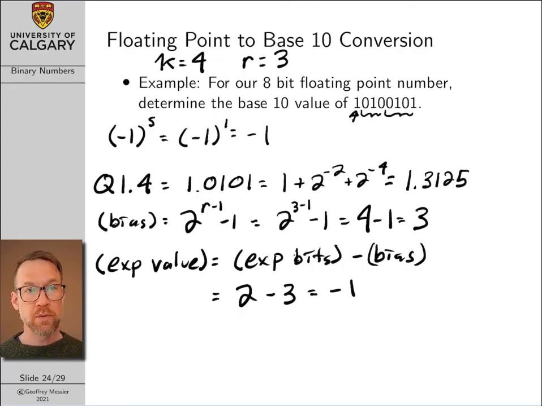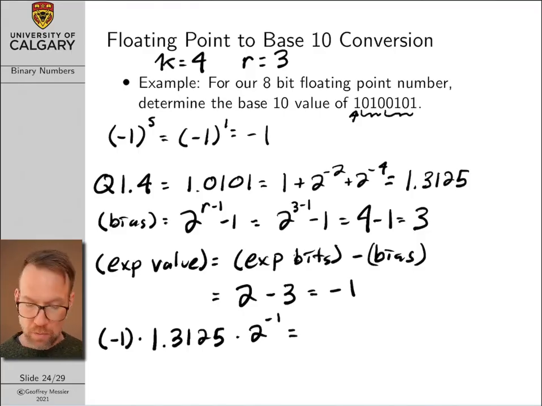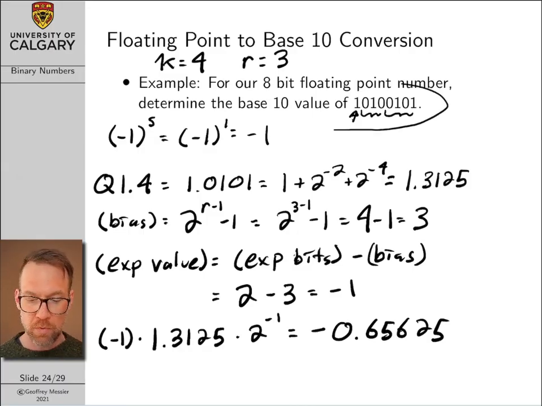So the final base 10 value of our floating point number is equal to our negative sign multiplied by the value of our mantissa, 1.3125, multiplied by 2 to the exponent value, which is equal to -1. And this ends up being equal to negative 0.65625. And so this is the base 10 number represented by our binary floating point number given by 10100101.